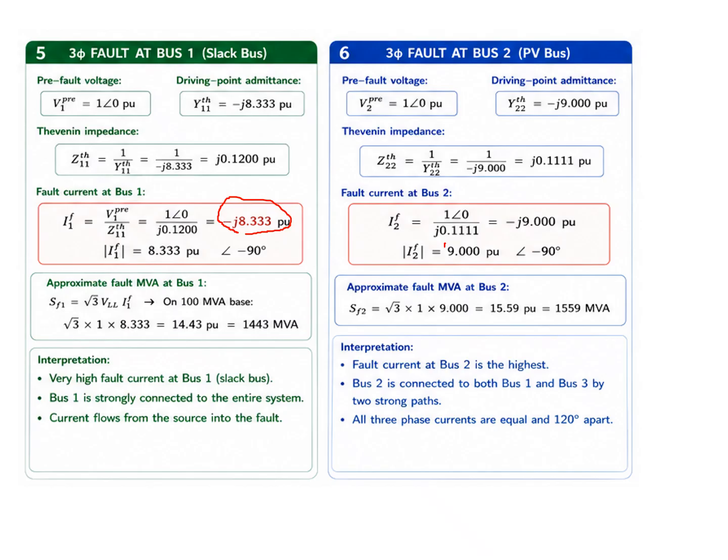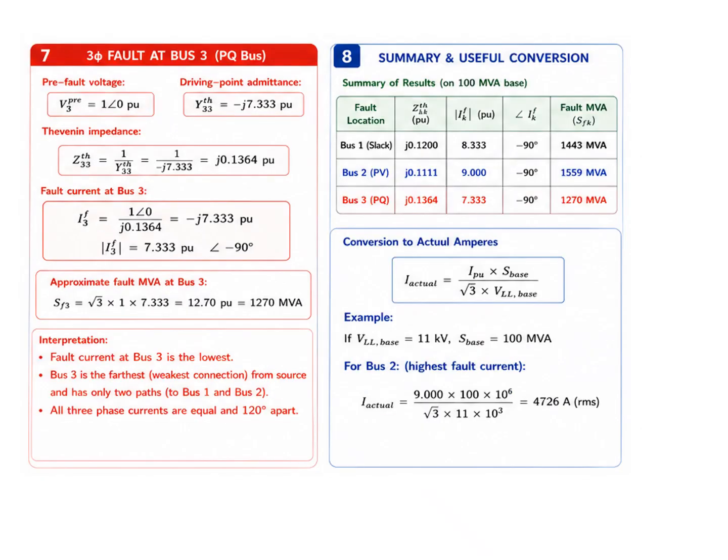So, interpretation: a very high fault current occurs at the slack bus. Bus 1 is strongly connected to the entire system, whereas bus 2 is connected to bus 1 and bus 3, and all three bus currents are equal with a 120 degree phase difference. Again, when you come to bus 3, the same scenario is repeated. We use the pre-fault voltage, then the driving point impedance is there. We can calculate IF, then this.